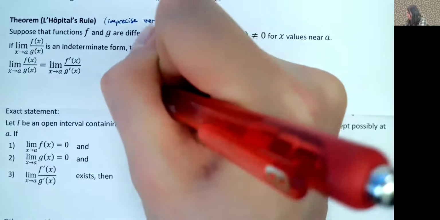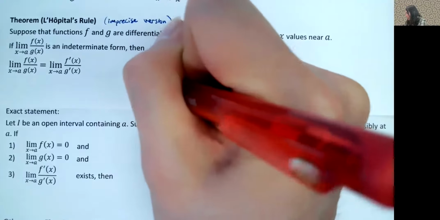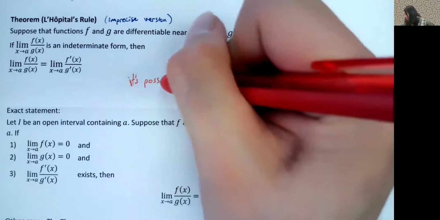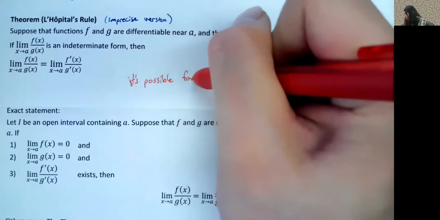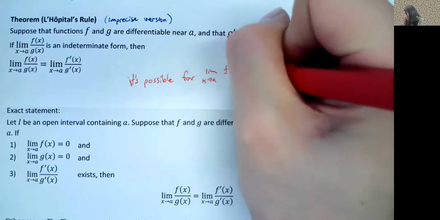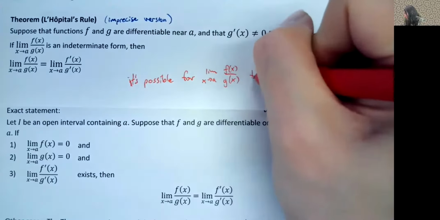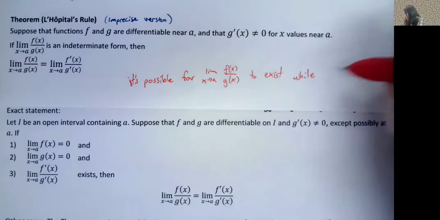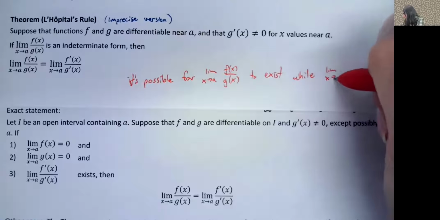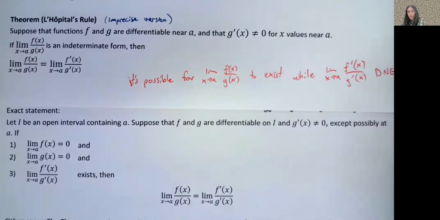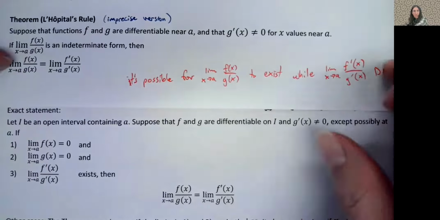Okay? So I should point out here, it's possible. This is something that the imprecise version doesn't make clear. It's possible for the left-hand side, the limit as x goes to a of f of x over g of x, to exist, while the other limit on the right-hand side of the derivatives does not exist. D and E for short, does not exist. Okay, that's actually possible.